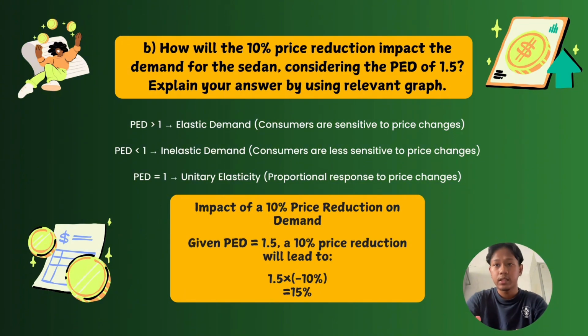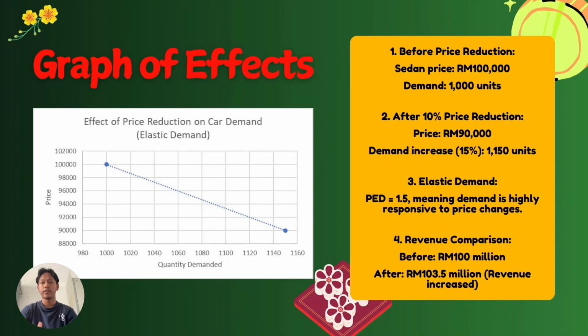As we can see, the 10% price reduction will have to be multiplied by the 1.5 PED to get the change in demand, which is 15%. And here is the graph of the effect of the price reduction on the demand of the car. As you can see, the graph shows a less steep graph, which means it is an elastic demand.